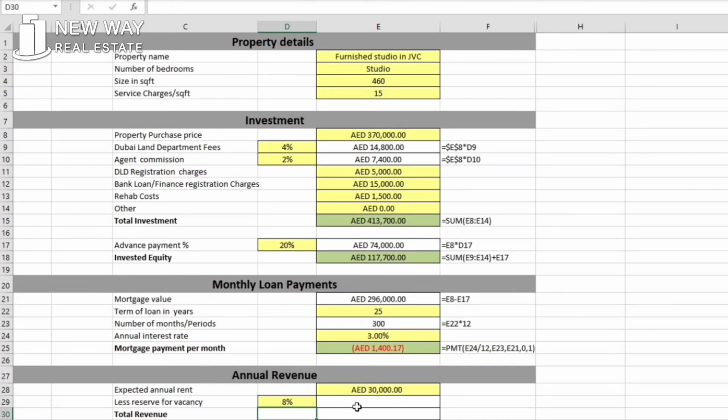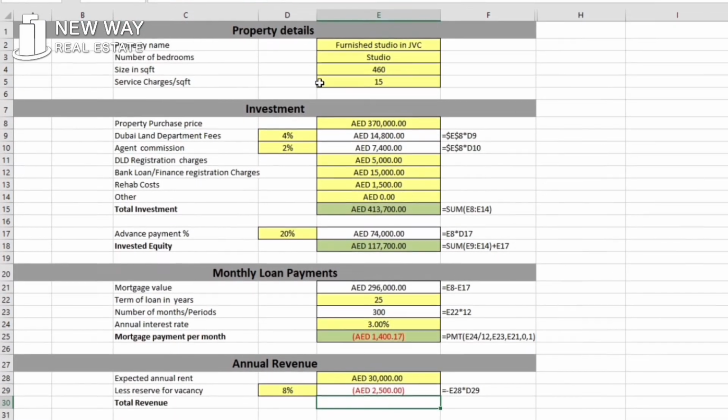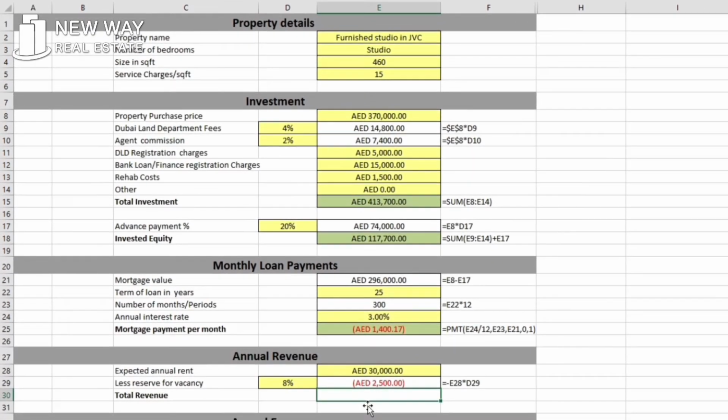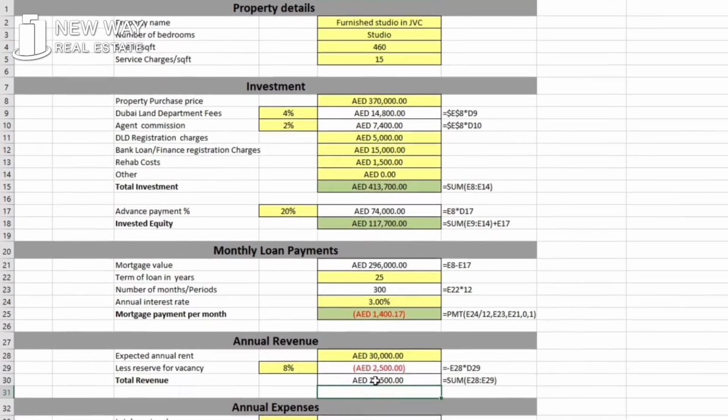Into percentages, 8%. Now to calculate that in money, equals the expected annual rent multiplied by the less reserved vacancy percentage, we get 2,500. Because this is a negative amount, or it's a cost, we must put minus. To calculate the total revenue per year, we just put equals the sum of both, we get this figure.